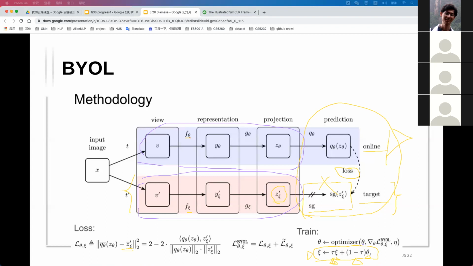I understand what momentum is. Momentum is that, for example, we calculate the gradient in this direction, but in the previous iteration the gradient was like this. So we use the momentum to combine these two gradients and get a new gradient. This new gradient regards both the existing gradient and the previous gradient, and that is momentum, right? So it's a bit different in this paper. It's just that when it updates the parameter of the target branch, it uses something like momentum to update the parameter. Here is the formula.